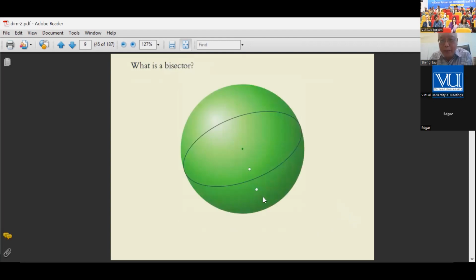Now, this is the bisector. Consider 2 points on the sphere, these 2 white points. The bisector is always a great circle.